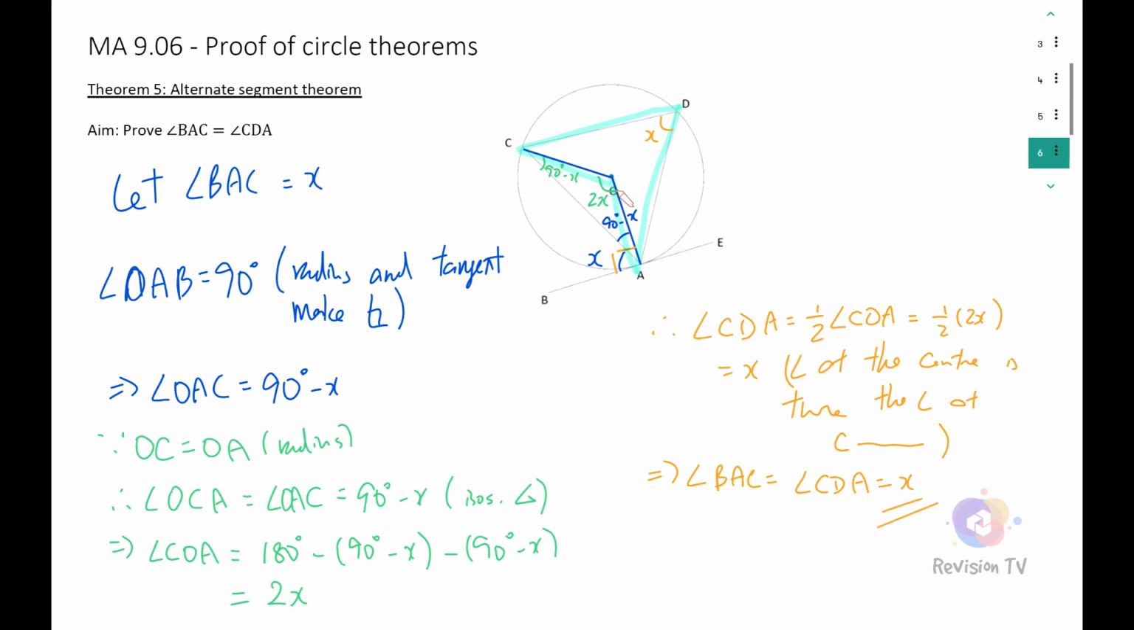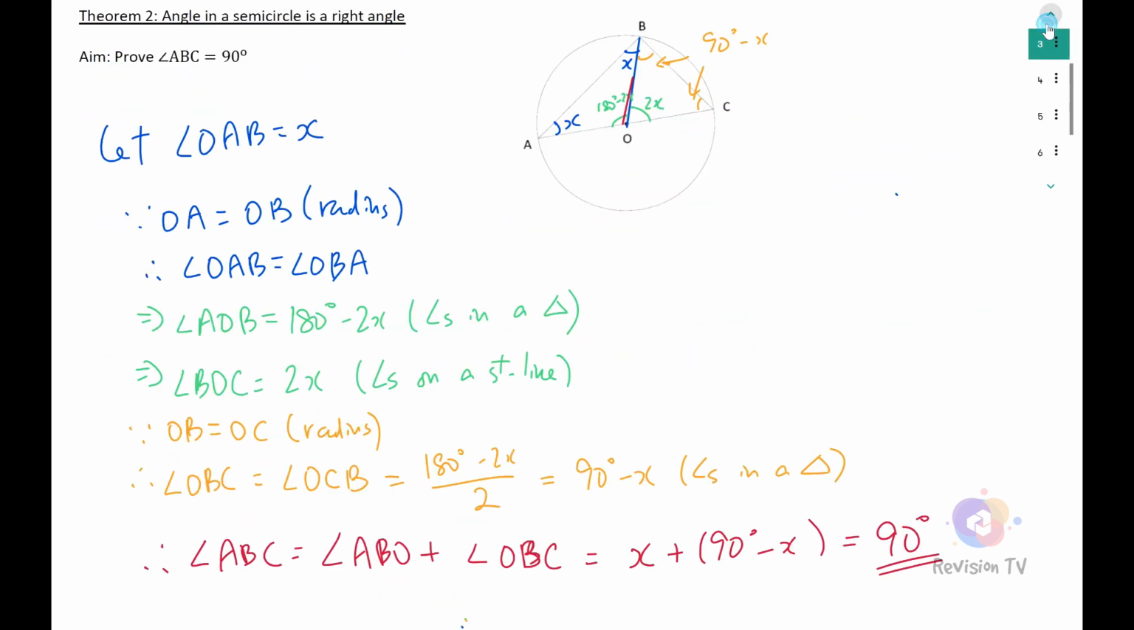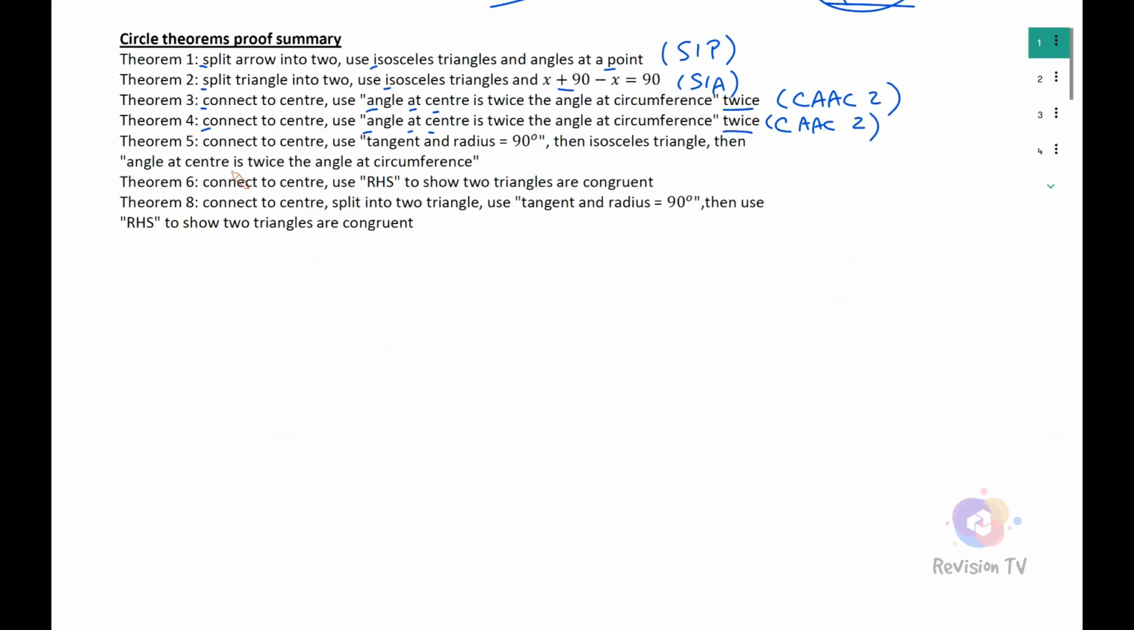So we've proven it. All right, so how do you remember this? To remember this, you can use the word again, C, connect to center. Now this time what I use is, I believe, let me check my notes. I believe I used 90, and then isosceles triangle, and then angle at center. So this will be a bit longer: C, and then 90, and then isosceles, AAC.